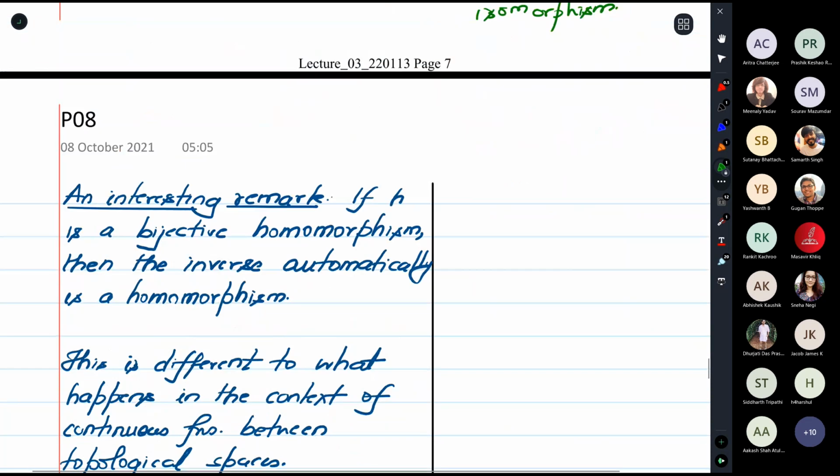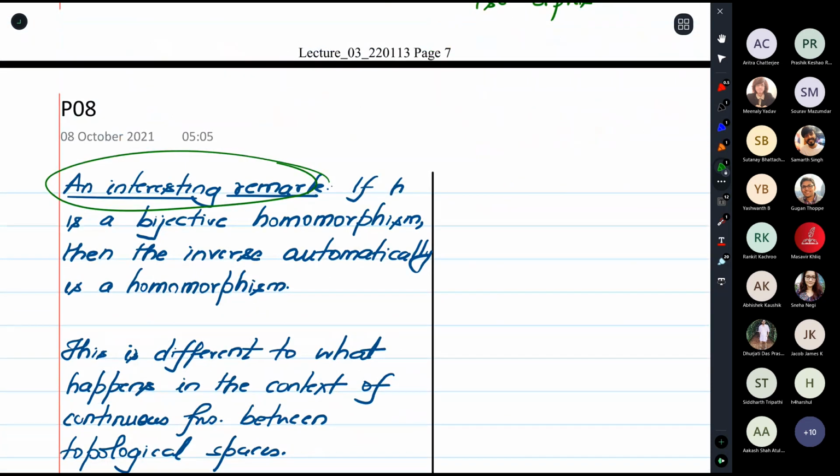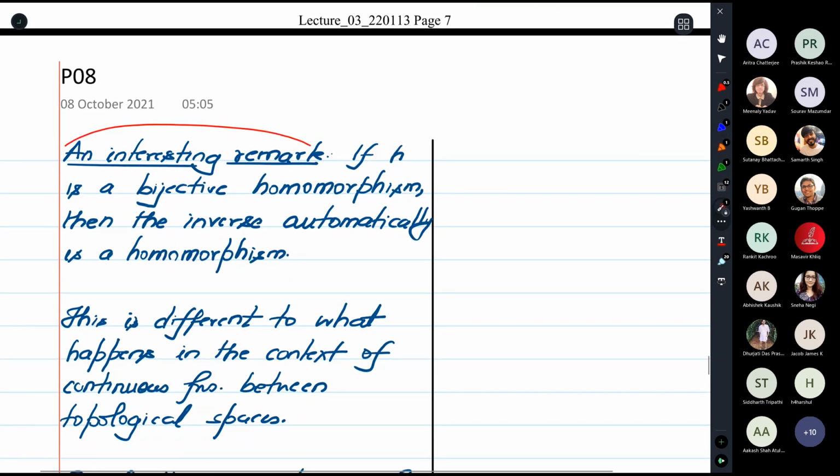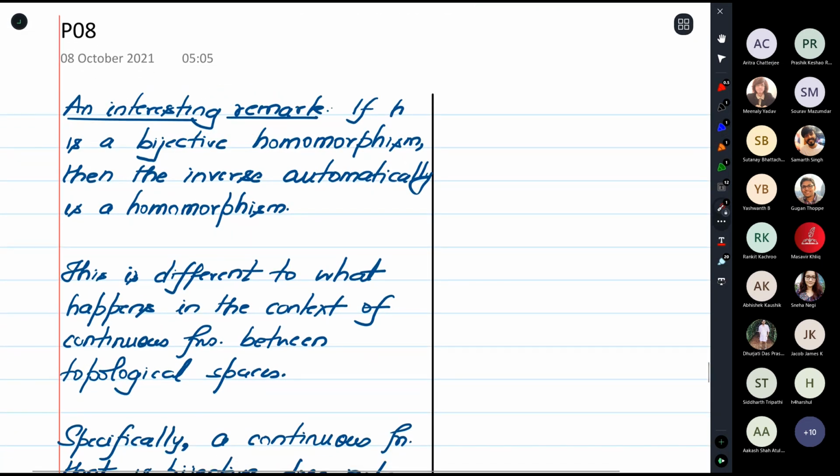Okay, so an interesting remark. I also had a chance to think about what Sutane said. I realized that I was wrong above, so I will talk about that now. So here is an interesting remark, right? So what is this interesting remark?